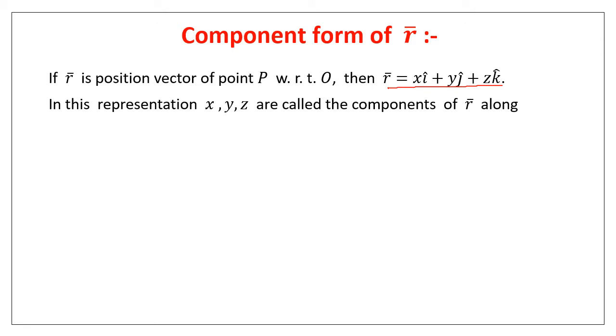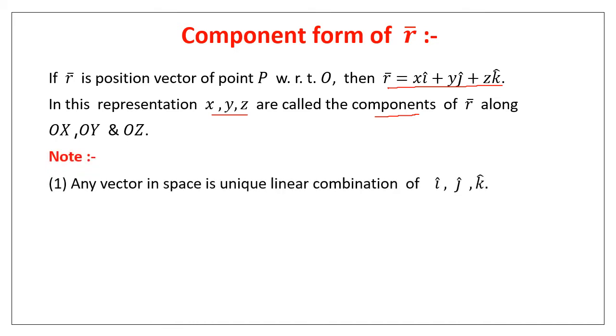In this representation, X, Y and Z are called components of R bar along OX, OY and OZ. See student, as we know, X, Y, Z are mutually perpendicular axes. Then unit vector I cap is along X axis, J cap is along Y axis and K cap is along Z axis.